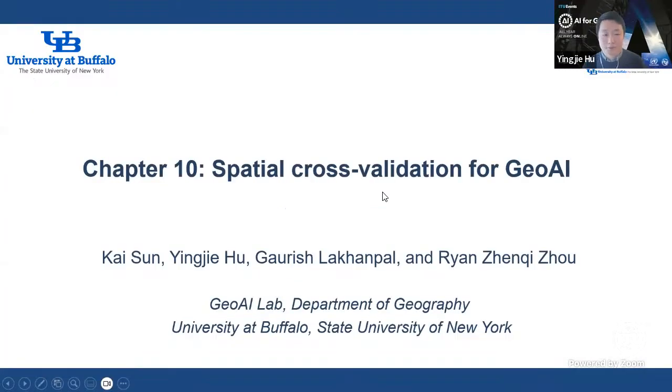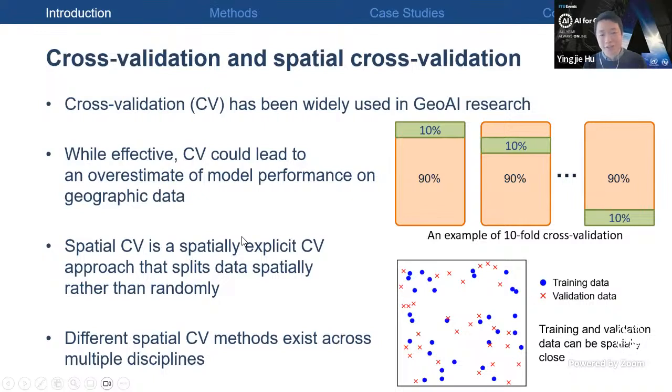Okay, hello everyone. My talk is about chapter 10, spatial cross-validation for GeoAI. Cross-validation has been widely used in GeoAI research to evaluate model performance. Very often we divide our training data into multiple folds. Here is an example of 10-fold cross-validation. We can use 9 folds of the data for training and 1 fold for validation, and we iterate this process and get an average score. While effective, cross-validation could lead to an overestimate of model performance on geographic data.